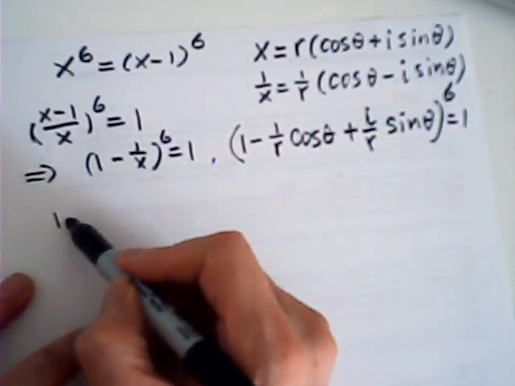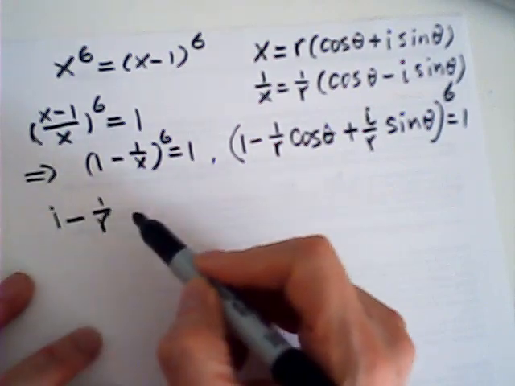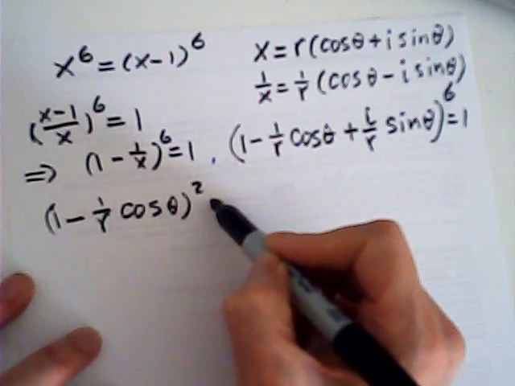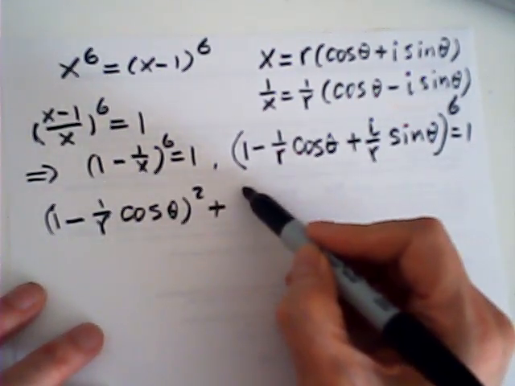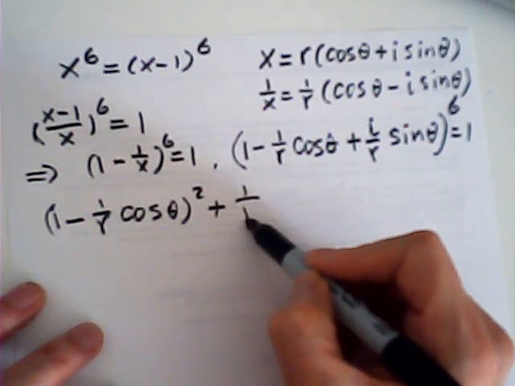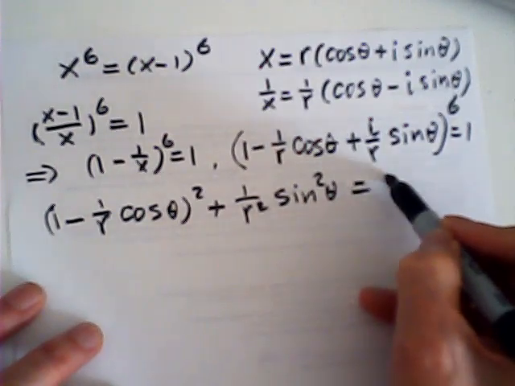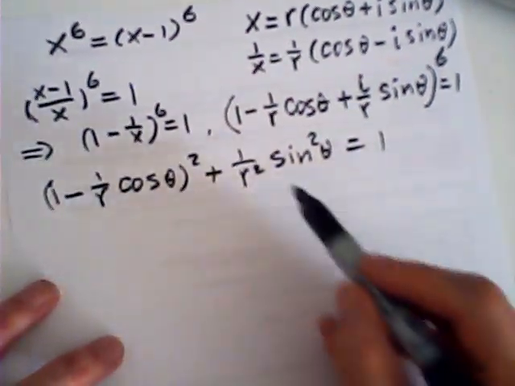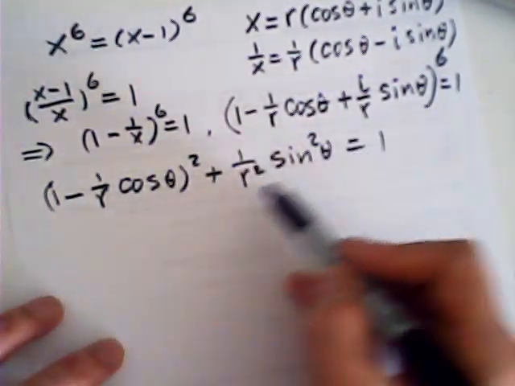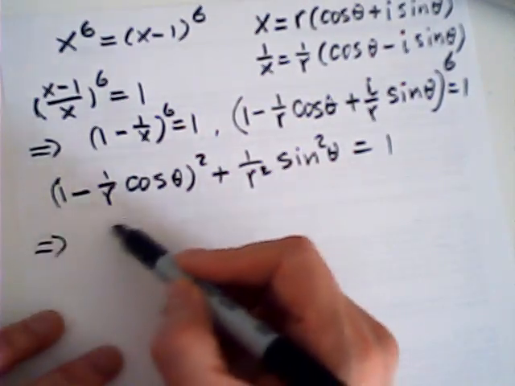So r minus 1 over r, cosine squared, plus 1 over r squared sine squared, is equal to 1. Yeah, because inside the bracket, the complex number's modulus must be equal to 1.